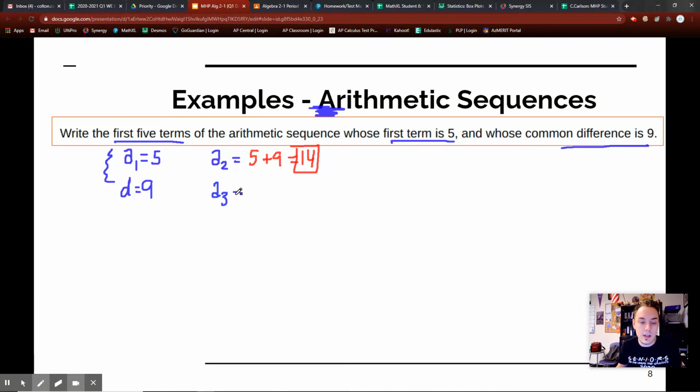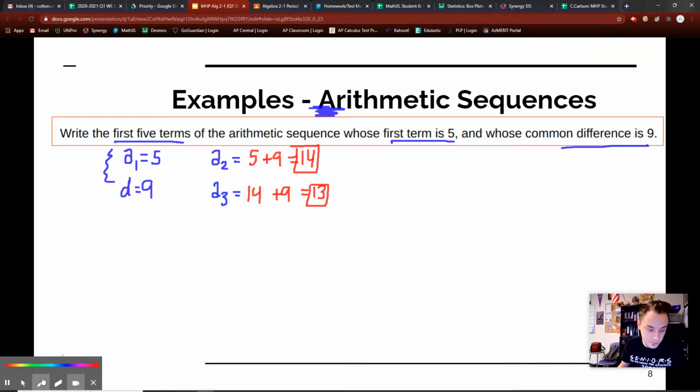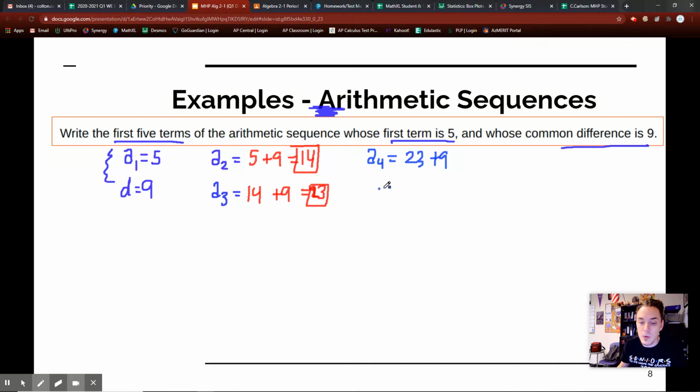Now what about A sub 3? Again, A sub 3 is just the consequent of the preceding term. When I take 14 plus 9, what does that equal? Whoops, not 13, 23. Let's go to A sub 4. If I take 23 plus 9, what does that equal? It will be 32. Jeez, I'm awful at this. Let's just do 32. Boom.